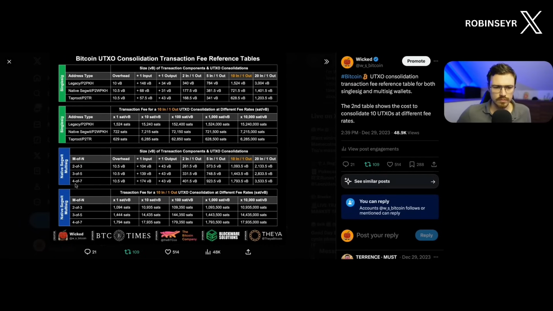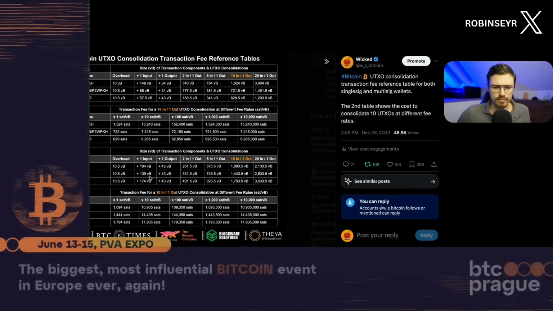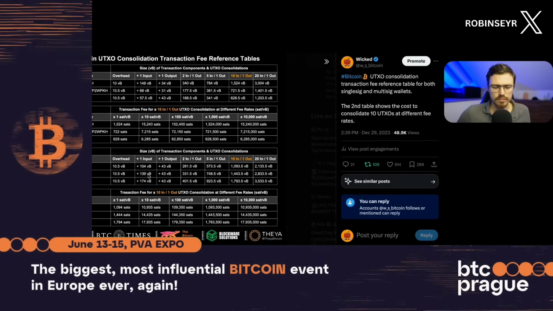And then down here, this is for a multi-sig. Same type of table: we have our overhead data and then the amount of data required per input and per output. You'll notice that the inputs are a lot more expensive. As a reference, it was 68 virtual bytes per input for a single sig. For a multi-sig, if you have a 2 of 3, it's 104, so maybe about 50% more data required per input. If you have a 3 of 5, then it's closer to double the amount of data required.